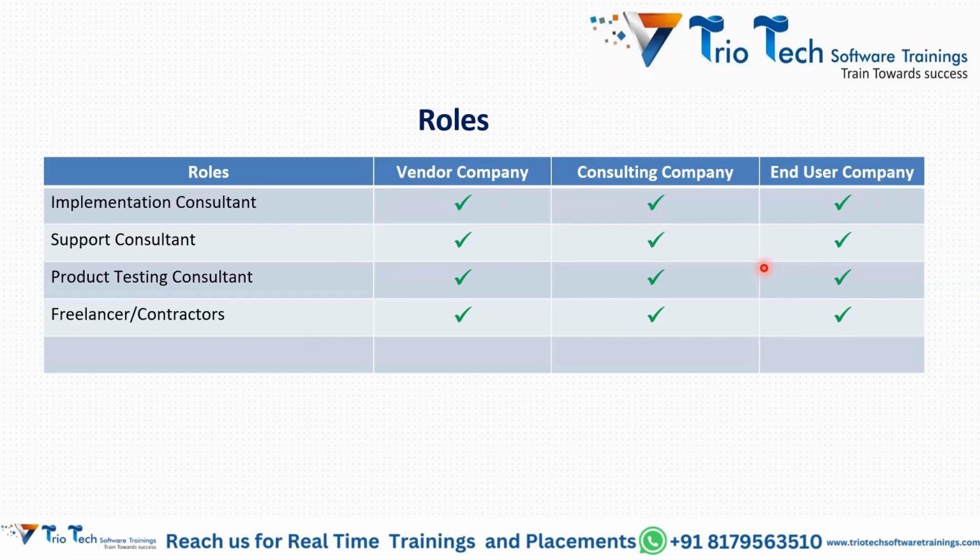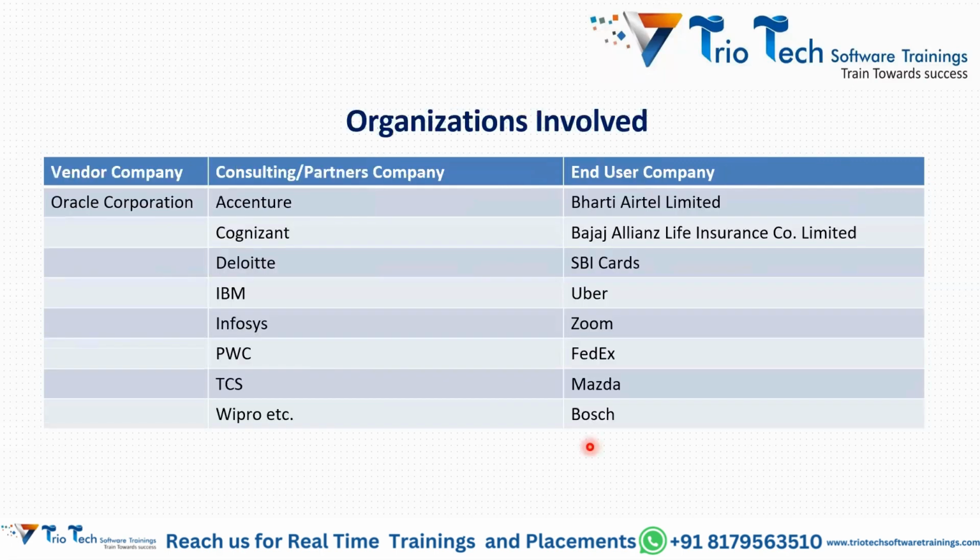Okay, now let me move to the next part, which is some examples. Let's see some examples of the vendor company, consulting companies, and popular end user companies which are available in the market. So, what are the different organizations involved? Vendor company means the company who has built this product, created and launched this product. That is Oracle Corporation, a US based company.